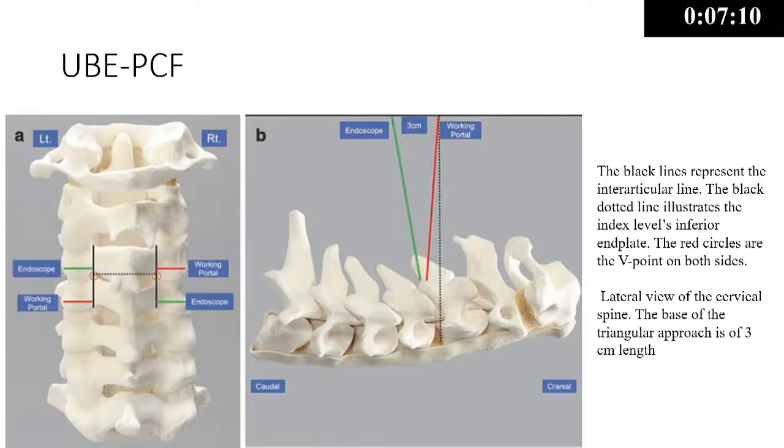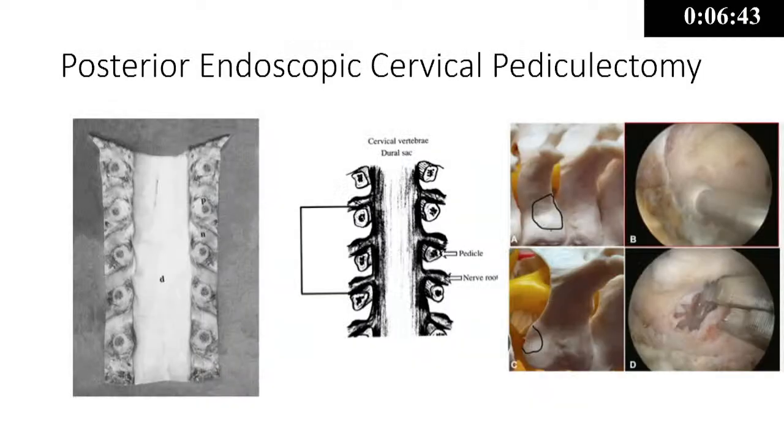Like yesterday we discussed, we will have one working portal and one endoscopic portal. The same triangulation principles apply here. If you are able to do triangulation in the lumbar spine, you will be able to do triangulation in the cervical spine. The endoscope goes through the endoscopic portal, and the instruments go through the working portal. If the patient is symptomatic on the right side, we operate from this side, and if symptomatic on the other side, we operate from that side. The same docking principle applies, and the V point is our target point on X-rays.